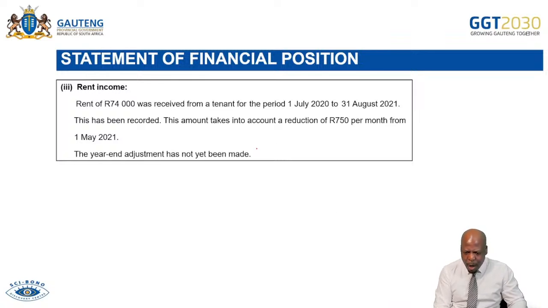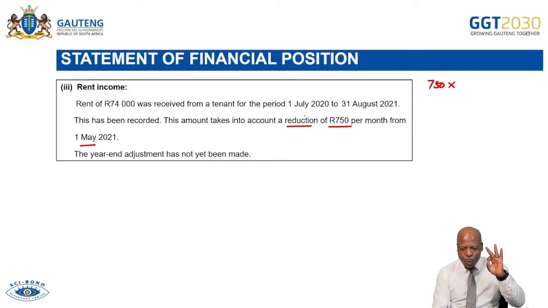I like this adjustment because now they're talking about a what? A reduction. In the previous one, we did an increase, but here we have a reduction. The year-end adjustments have not been made. Okay, so we know that there's a reduction of $750, and that reduction has taken effect from the 1st of May. All right, so we count from May, June, and then the financial year was supposed to end. But we have received for July as well as August. We have received until August.